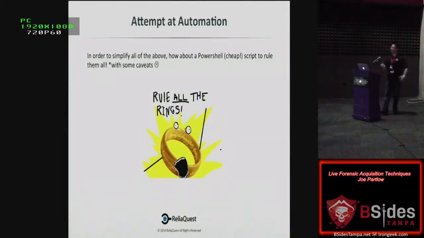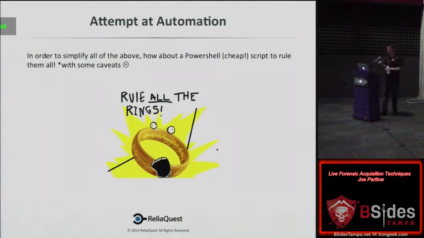Okay. So obviously that's a lot, and when I sat back and said, man, there's tons of things that we want to get. How can we automate this? How can we have the one ring to rule them all or whatever? What came to my mind first was, let's do it in PowerShell. It's cheap, it's installed on every machine, and the equivalent would be Bash on Linux boxes.